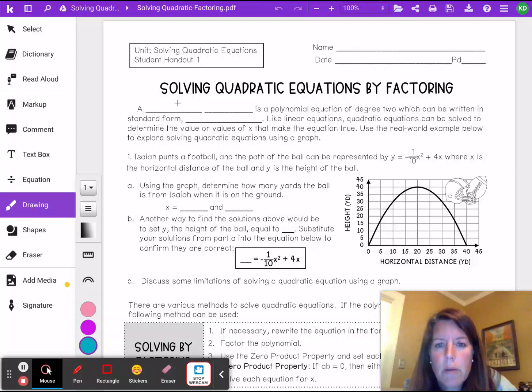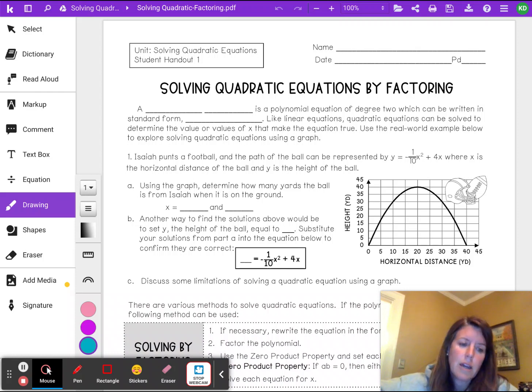Hey guys, today we are going to start our new unit. It's called Solving Quadratic Equations. I promised you that our last unit would help with this one, and that's what's going to happen. This very first lesson is solving quadratic equations by factoring. What you learned with factoring, you're going to use to actually solve equations.